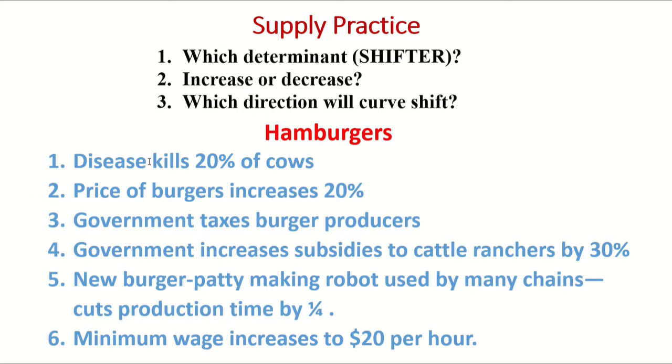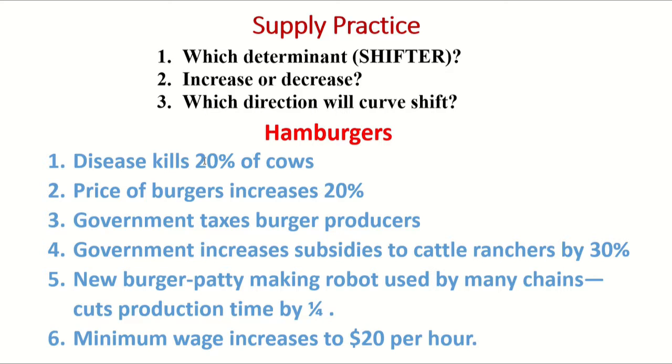Okay, let's look at the first one. Disease kills 20% of cows. Well, that's an availability of a resource. We're looking at hamburgers. So if 20% of our cows die, our inputs are gone, we will supply fewer burgers. Price of burgers increases 20%. No change. This is just a price increase. If the price increases, then greater quantity supplied, not the whole supply curve will shift.